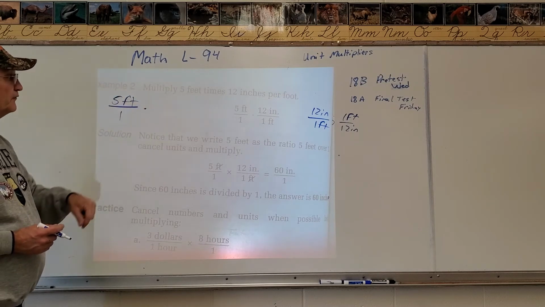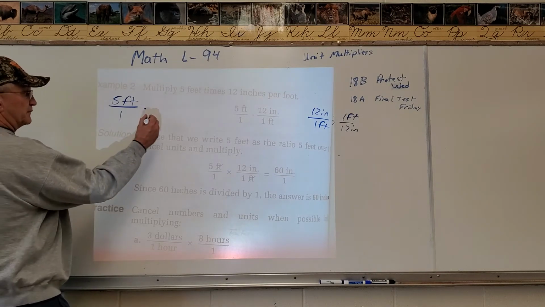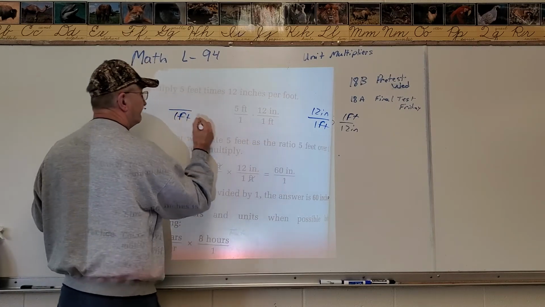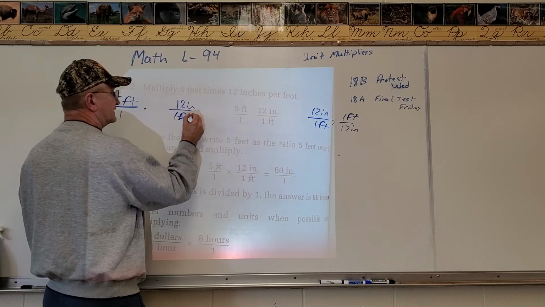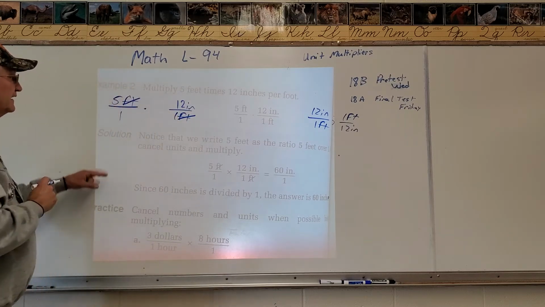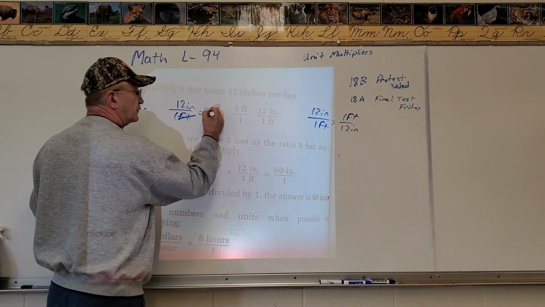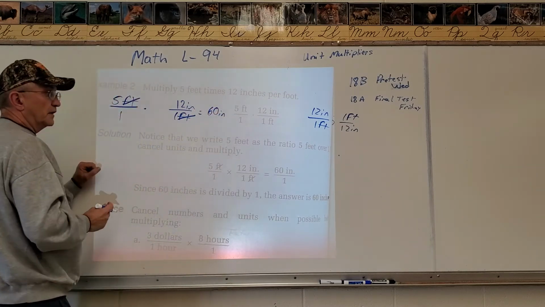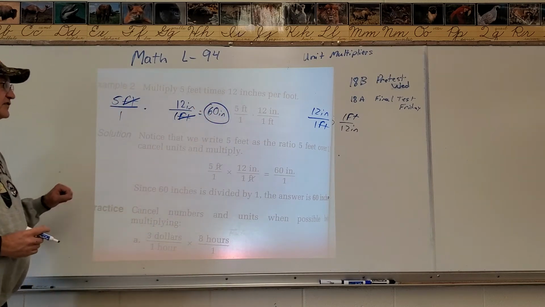So we want to go 5 times 12 inches per foot. So that means I'm going to put the 1 foot down here. I'm using this one because I'm trying to find inches. So I cross out feet, cross out feet. Now I'm ready to do my math. 5 times 12 equals 60. Label, my unit that I'm trying to find is inches. So my final answer is 60 inches.